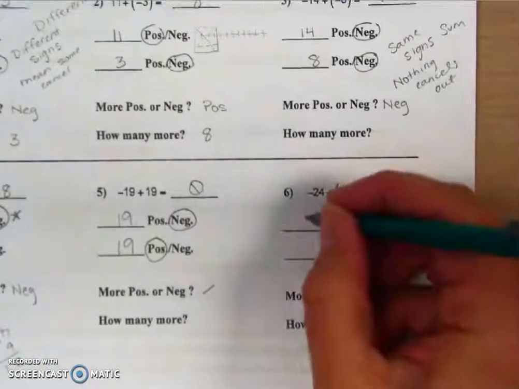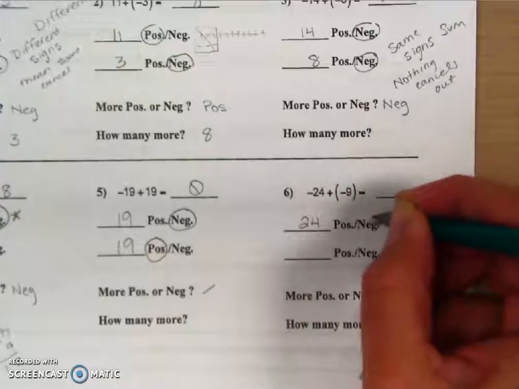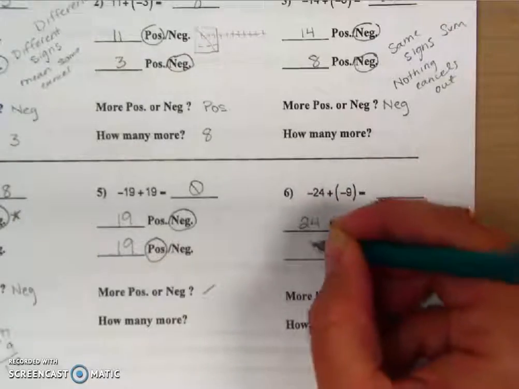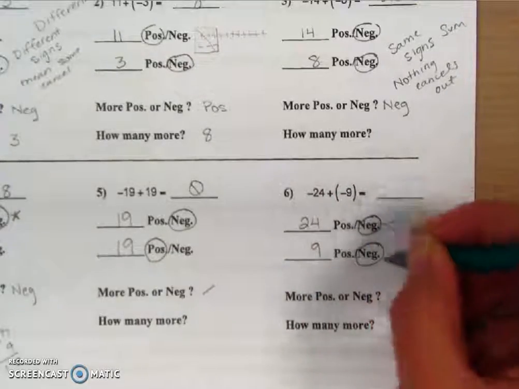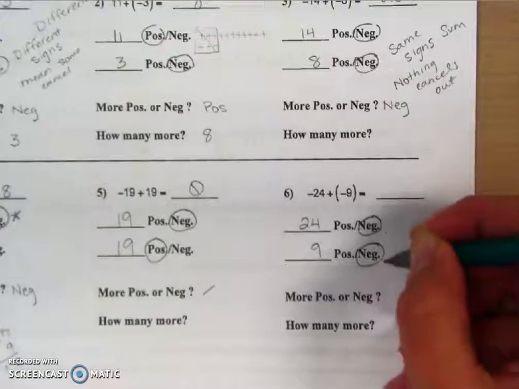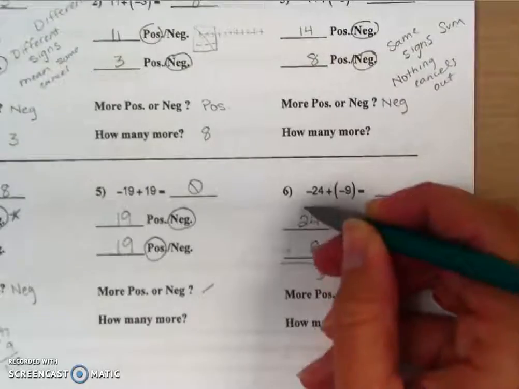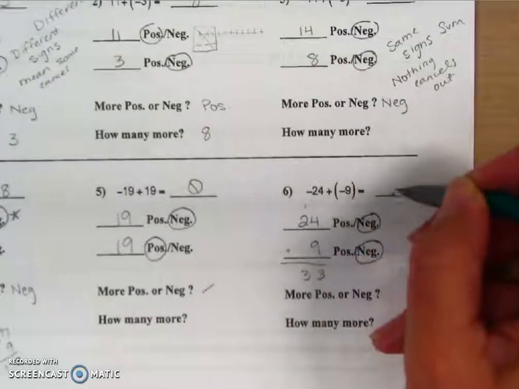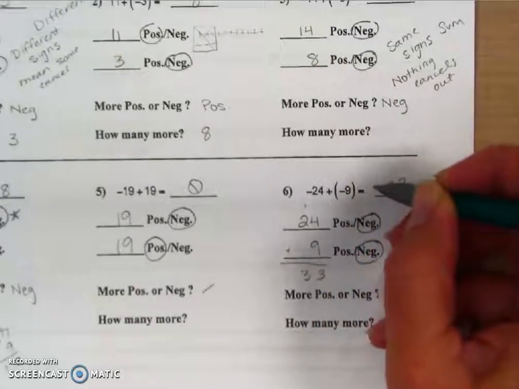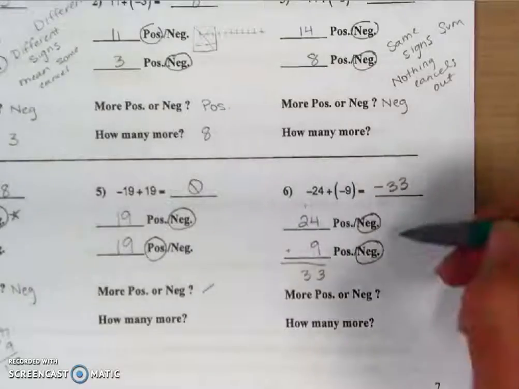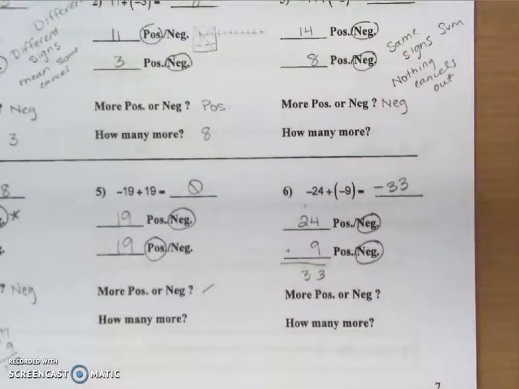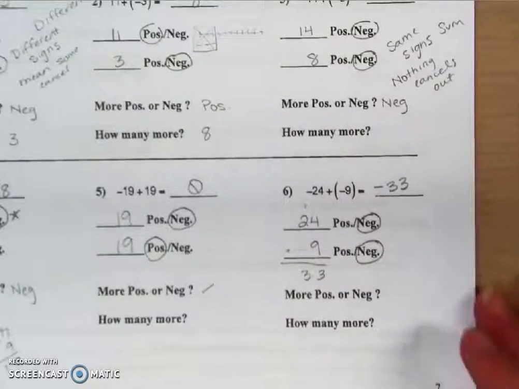We start with 24 negatives. And then we have 9 negatives. Oh, they're on the same side there. All I have is more negatives, and so we add those together. And let's see, carry the 1, we get 33, and their sign is negative. So if I were to write all those out, all I would have are negatives, so we would have negative 33.